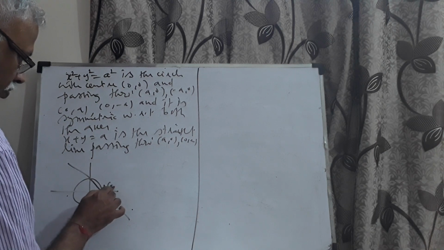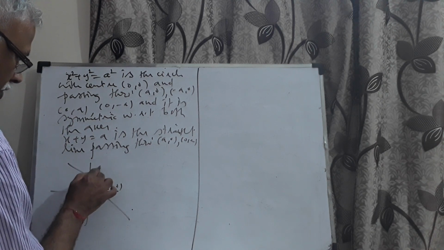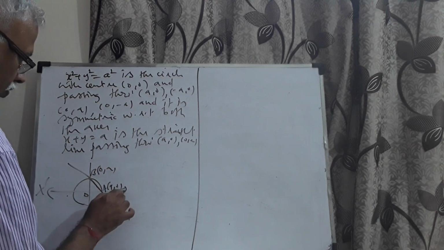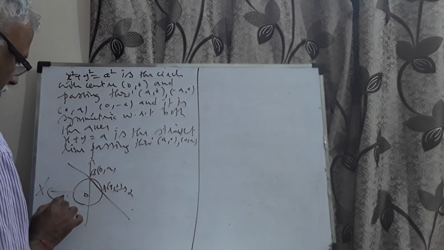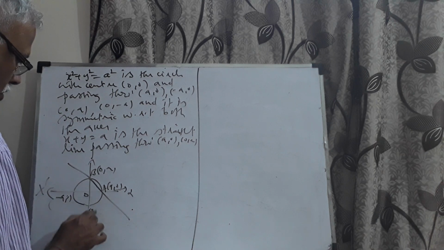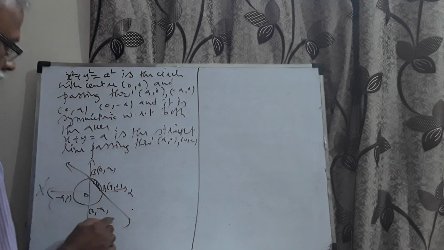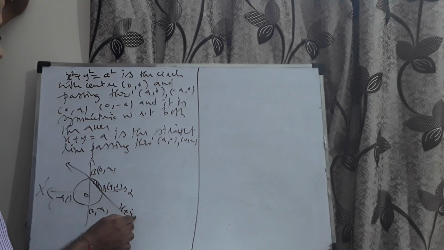This is my A, small a, 0. This is my B, 0, a. This is x dash o x. This is my circle. This is my minus a, 0. This is 0, minus a. This is the region for which I am supposed to find out the area. I have to use integration.